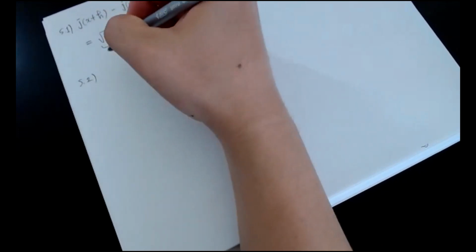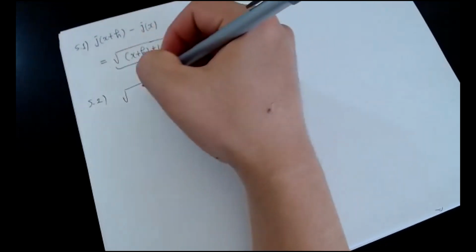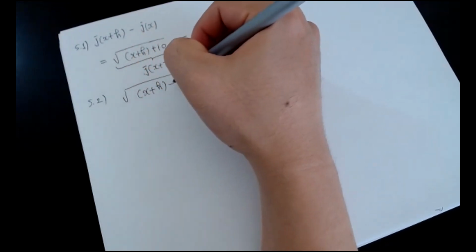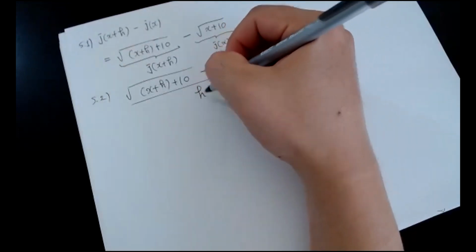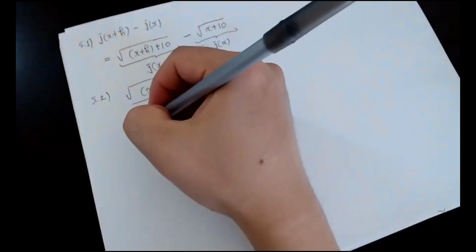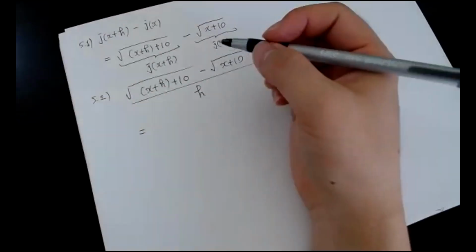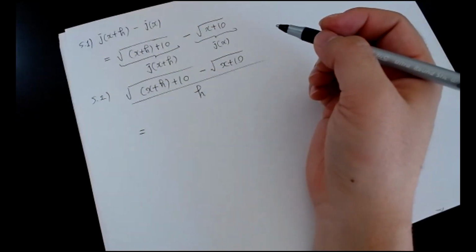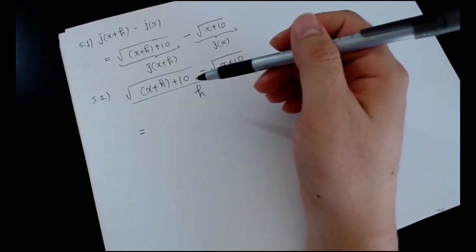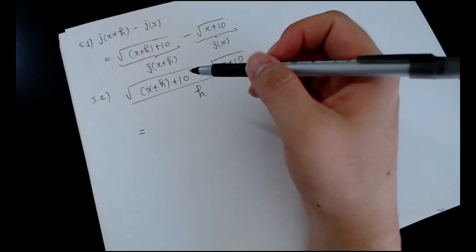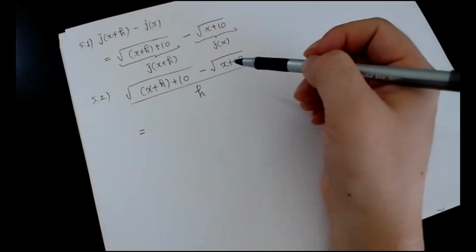Okay, now step 2. We divide the numerator by h, right? So we got square root of x plus h plus 10 minus square root of x plus 10, divided by h. Now the problem says rationalize. What does that mean, rationalize? Rationalize means that we get an algebraic expression without the square root symbol in the top. That's called rationalize.